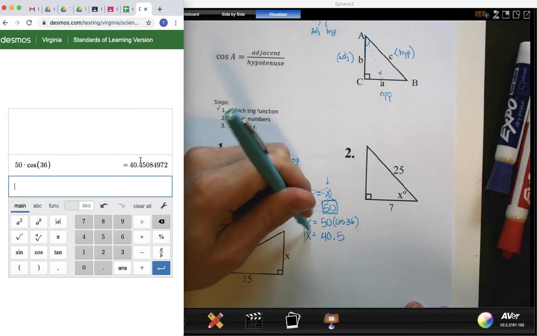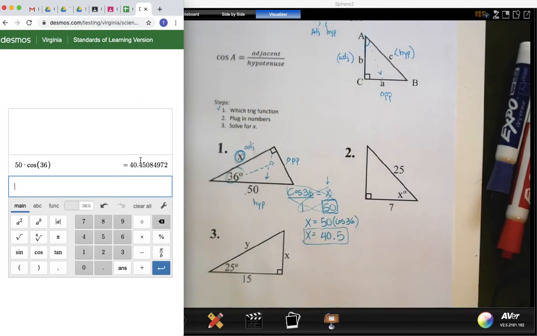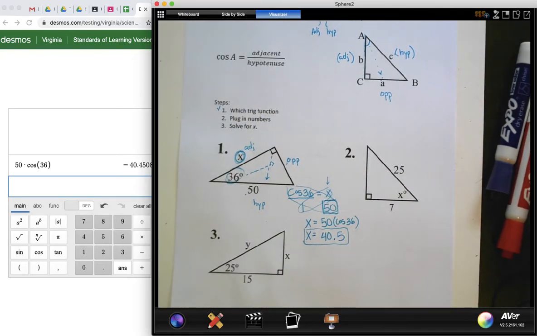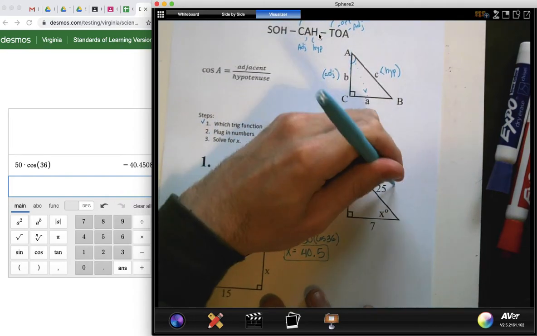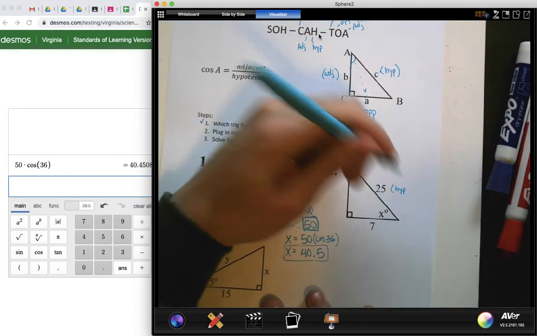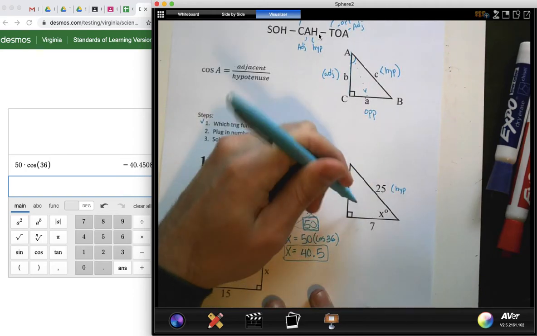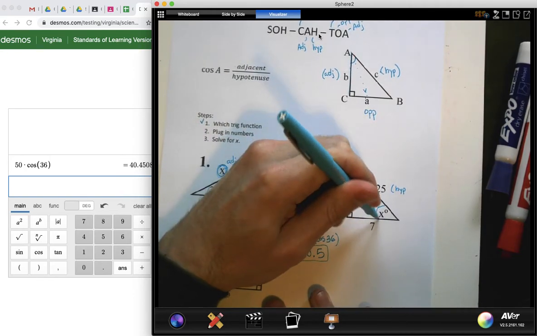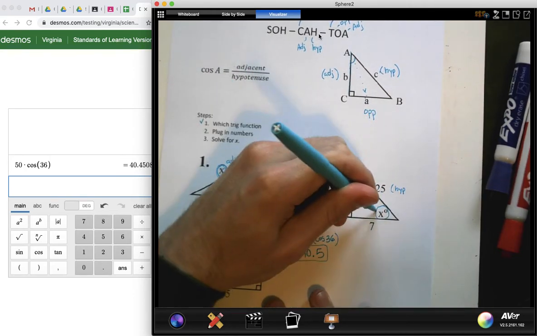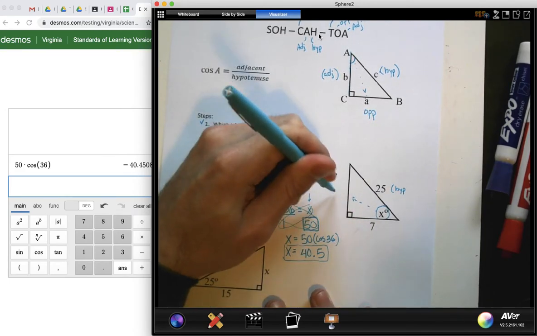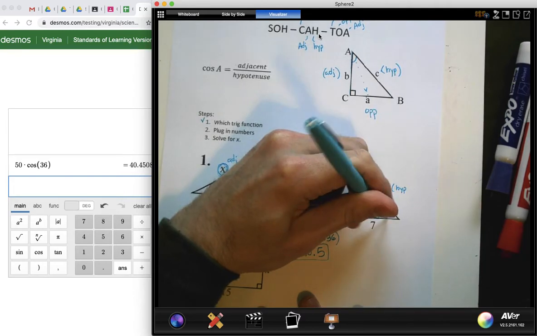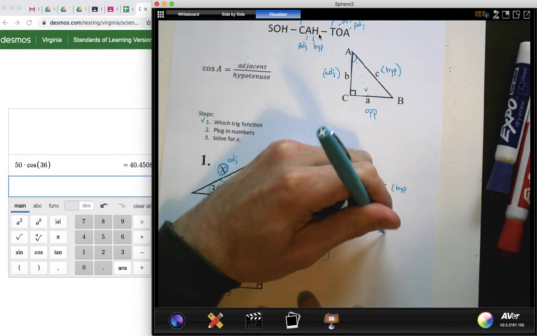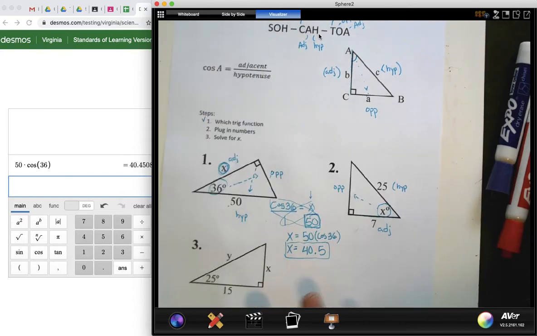Okay, and that's going to be my value for x. Okay, so let's look at this second one. Let's just label our sides. Across from the 90-degree angle is going to be the hypotenuse. Across from the angle that we're given here is going to be your opposite side. And then, of course, next to the angle is going to be your adjacent side.